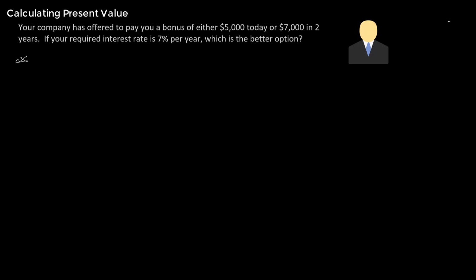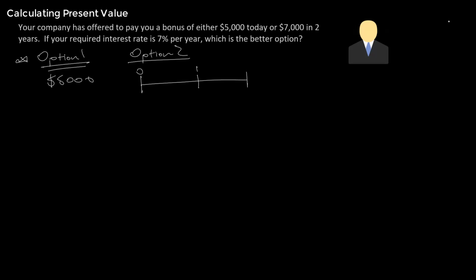So just to summarize, you really have two options. Your first option is to choose the $5,000 amount, and option 2 is to wait 2 years, so year 0, 1, 2, and receive the $7,000 amount in 2 years' time. Whether you decide on option 1 or 2 will just depend on what the present value of the $7,000 amount is.